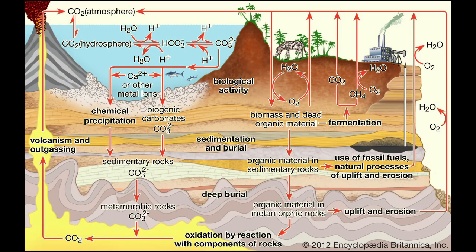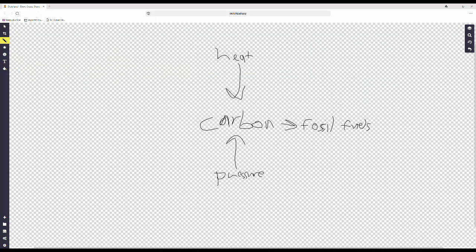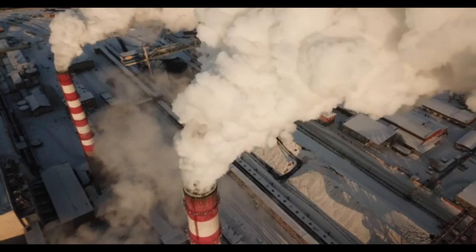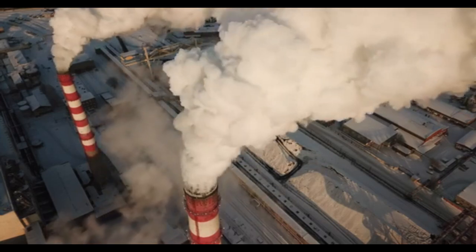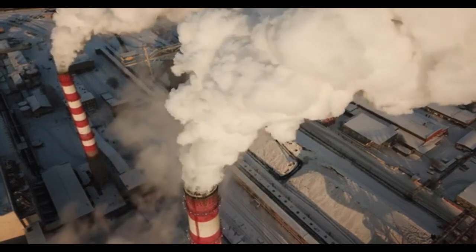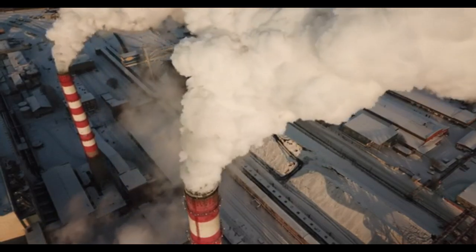Step 4. The remaining carbon in the bodies of the animals then sinks into the ground. From there, the carbon eventually becomes fossil fuels. Step 5. Those fossil fuels are then taken by humans and used. Once they are used, they are released back into the atmosphere, and the cycle repeats itself.